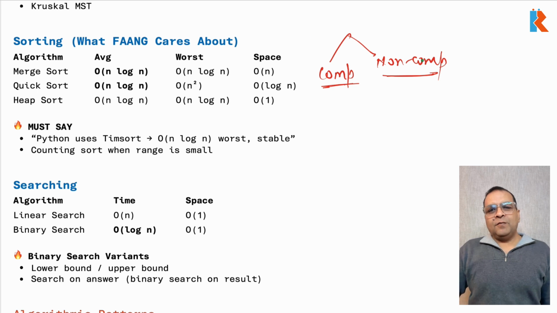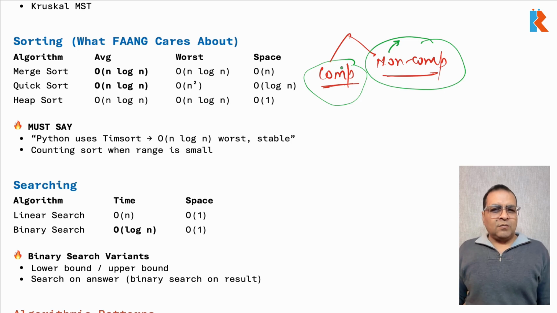An example of non-comparison sorting algorithm is counting sort. Another example is radix sort. Another example is bucket sort. So all of these are non-comparison sorting algorithms. Examples of comparison sorting algorithms are bubble sort, selection sort, quick sort, merge sort, heap sort. These are comparison sorting algorithms.